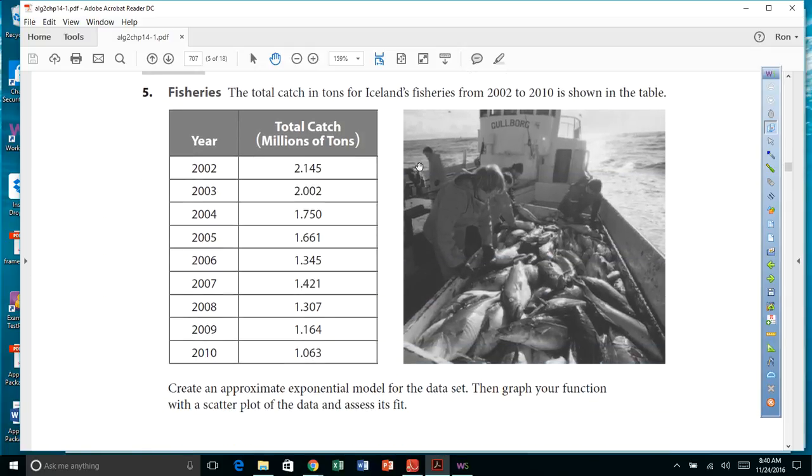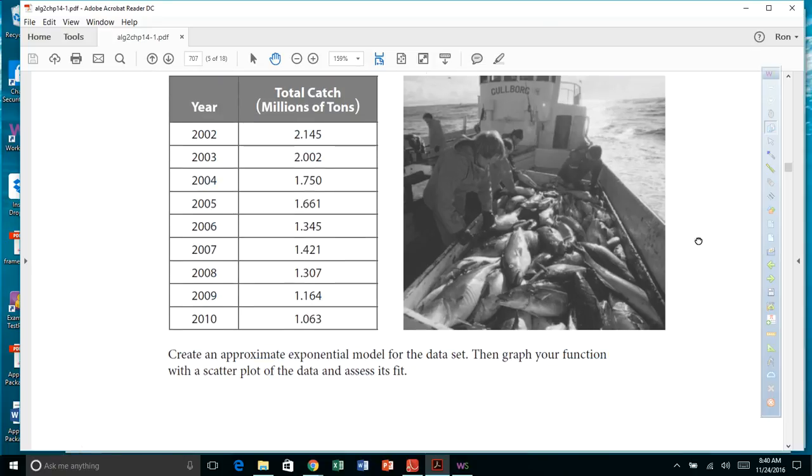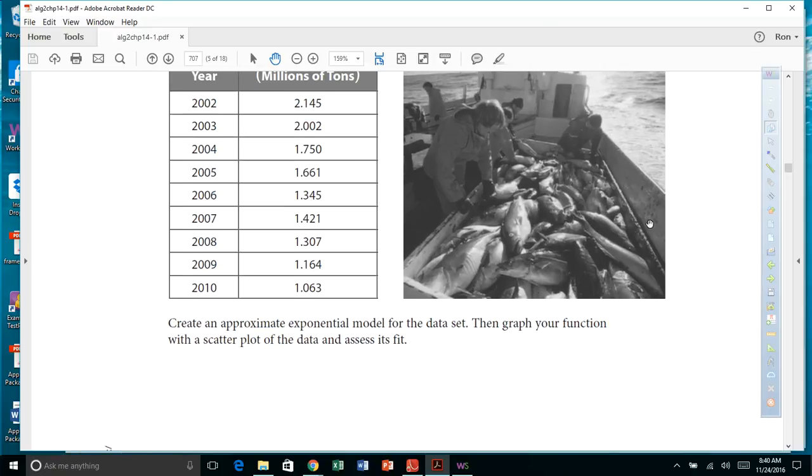Your turn, fisheries. The total catch in tons for Iceland's fisheries from 2002 to 2010 is shown in the table. Can you create an approximate model for the data set? Then graph your function with a scatter plot and assess its fit. All right. So, what do we need?